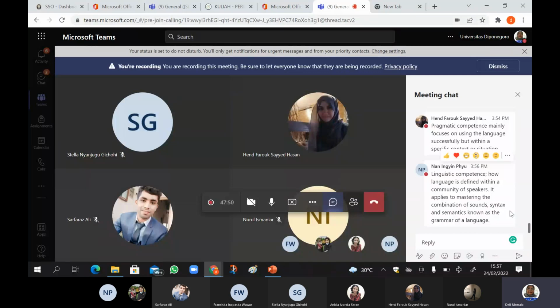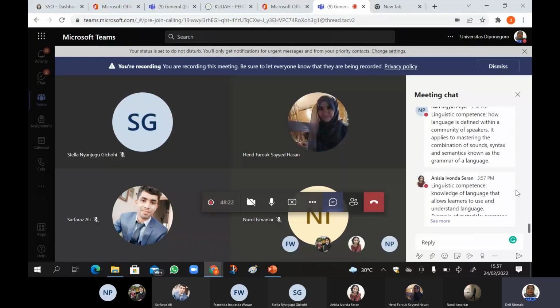Okay, so now communicative competence is broken down into linguistic competence, socio-linguistic competence, pragmatic competence, discourse competence, strategic competence, and multimodal competence. So now what you have to do is to define each. And if possible, you can break them down into several competencies or sub-competencies.